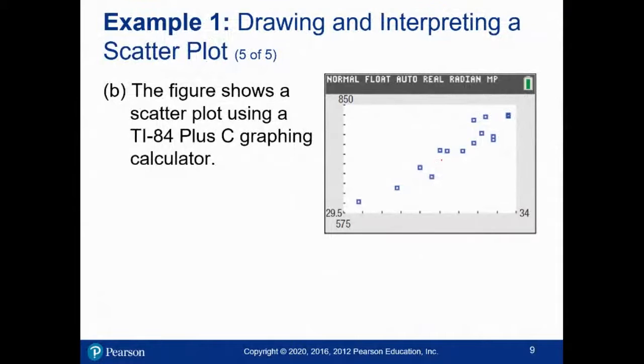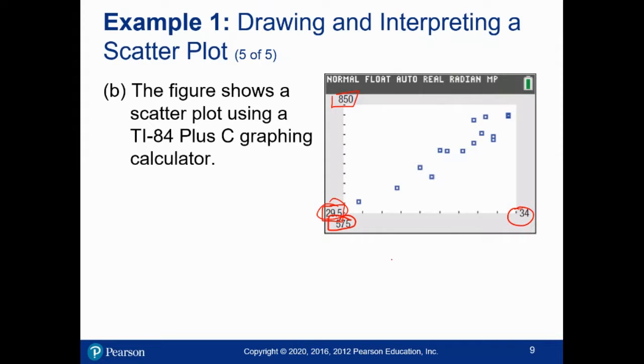And here's all the same points in a TI-84. This book presumes that's your calculator, and I know it is actually the most common graphing calculator out there. So hopefully you got something that looks kind of like this. You may have had to change your graphing window. Notice that they're making Y run from 575 to 850 so that all of the points are shown, and they're letting X, the percentage, go from 29.5 to 34, because that's where all the data was.